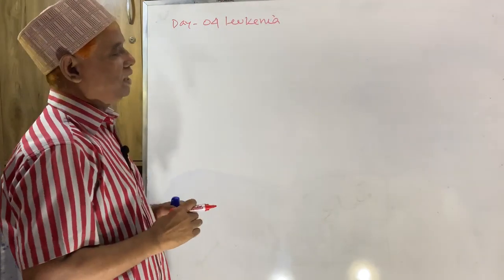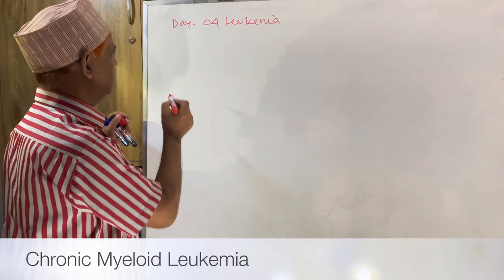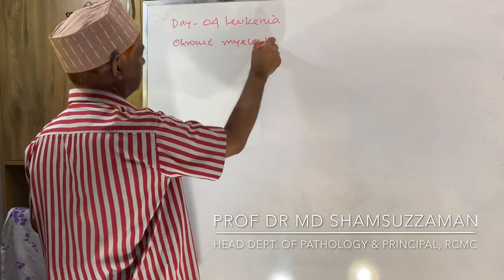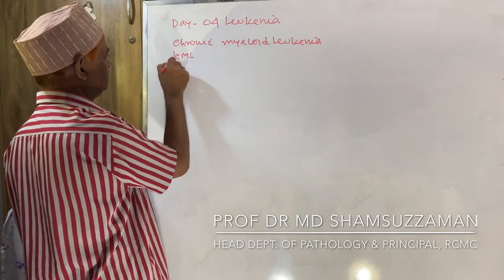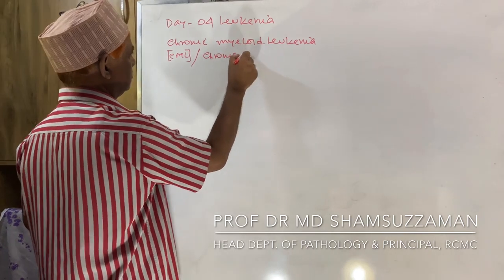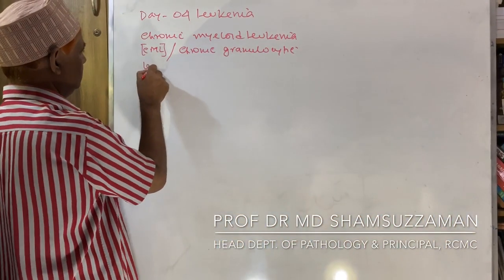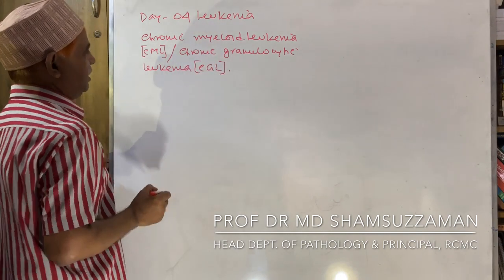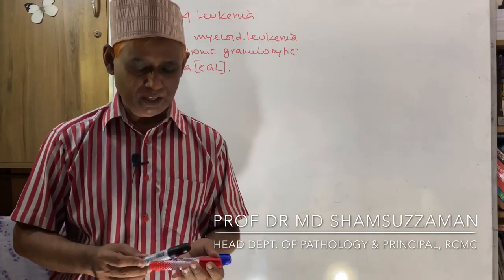Previously, I have told you about acute lymphoblastic leukemia and acute myeloid leukemia. Today, come to chronic myeloid leukemia, CML, or it is also called chronic granulocytic leukemia, CGL. If anybody suffers from chronic myeloid leukemia or chronic granulocytic leukemia, what may be the clinical presentations?